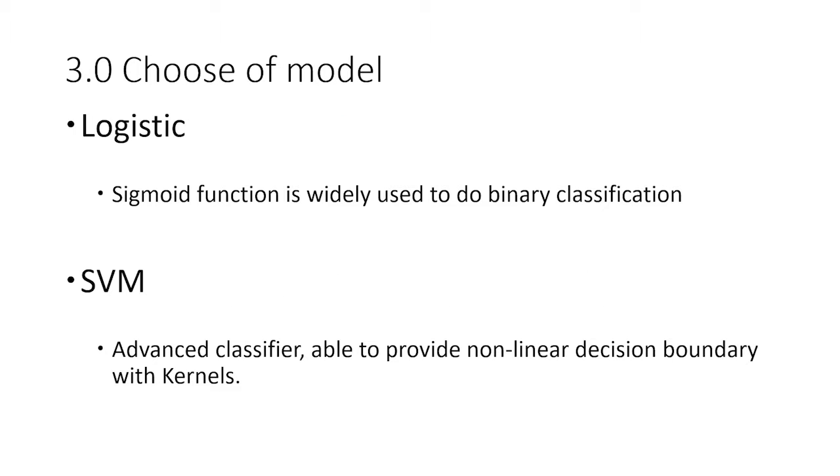Now let's talk about the choice of model. The first model that comes into our mind is logistic regression. The reason is because this is a binary classification problem, and the sigmoid function generally works really well. And the second model we want to use is the support vector machine. This is an advanced classifier because it can provide non-linear decision boundaries with the use of a kernel.